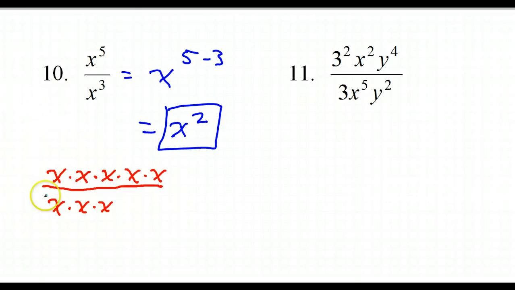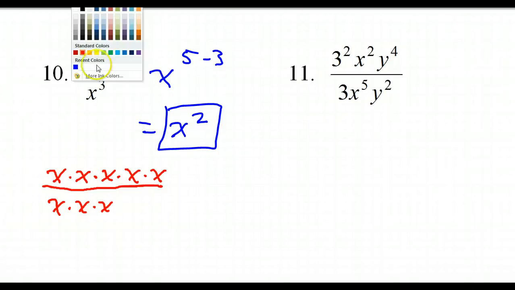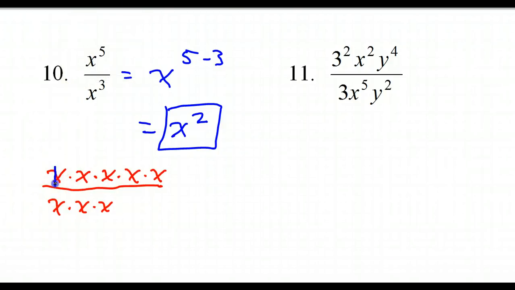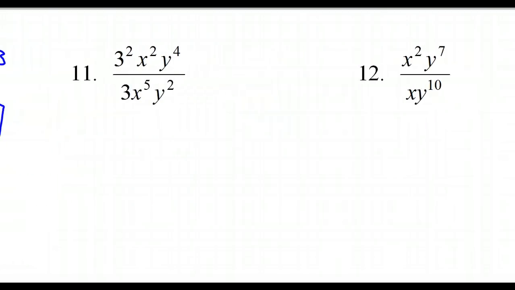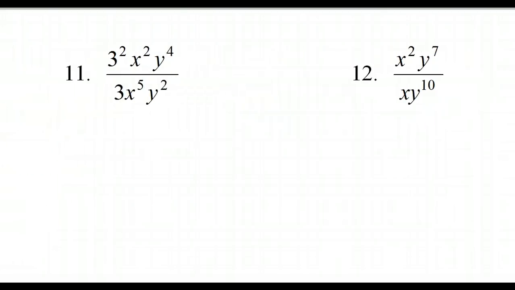Well, you know what happens when you have the same things in the numerator and the denominator. You can just cancel those things out. So these three x's are really dividing each other away. And that leaves these two x's. So that's where the x squared is truly coming from. Okay? Look at number 11.